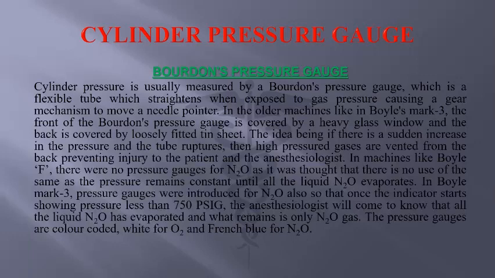The idea being, if there is a sudden increase in the pressure and the tube ruptures, then the high-pressured gases are vented from the back, preventing injury to the patient and the anesthesiologist.